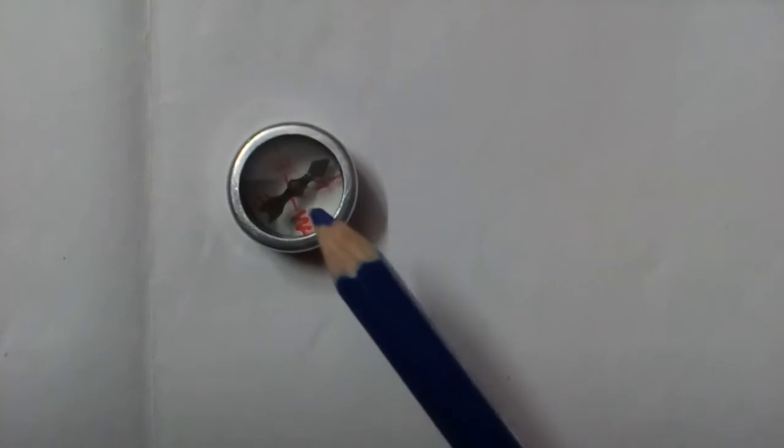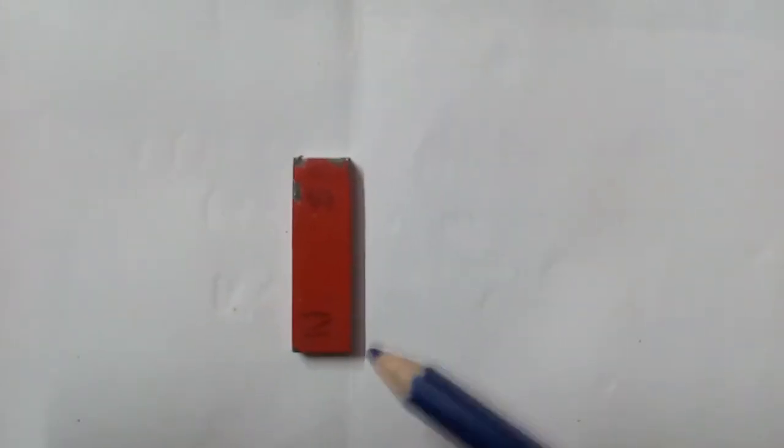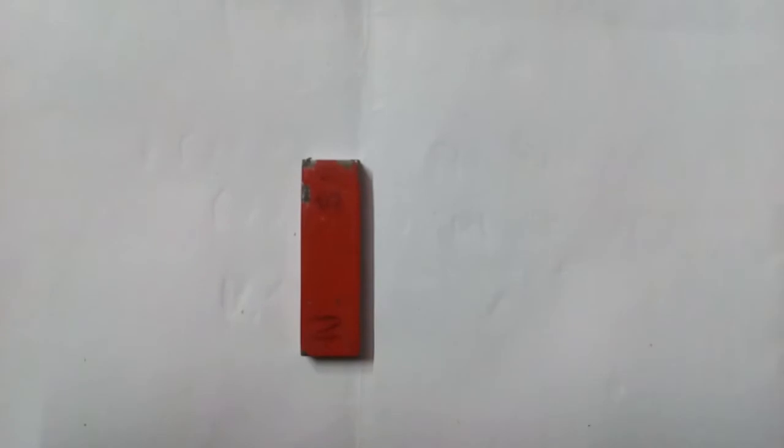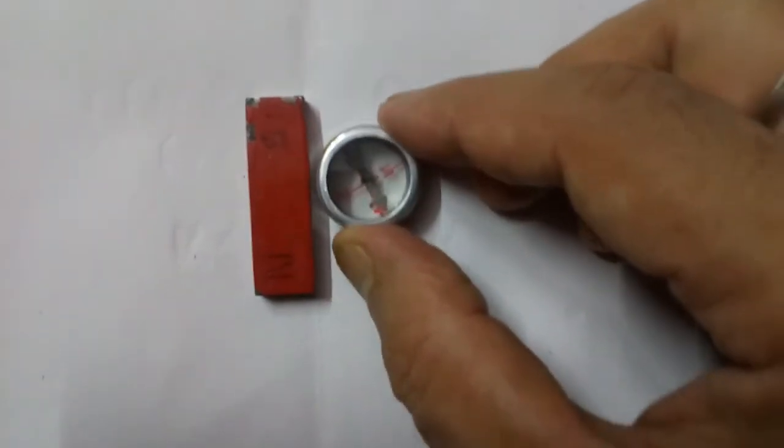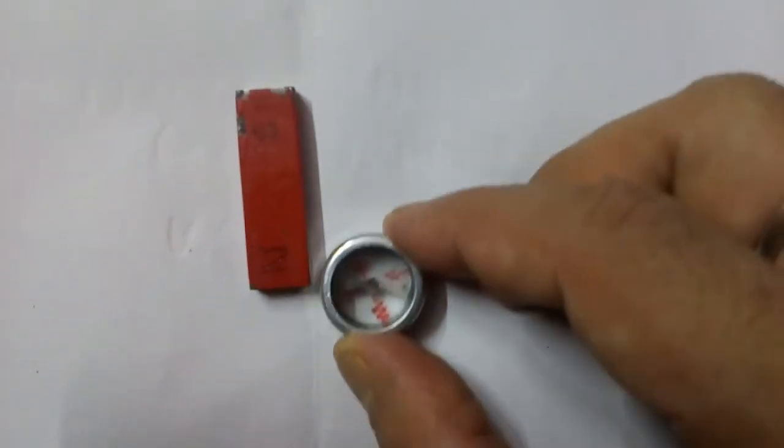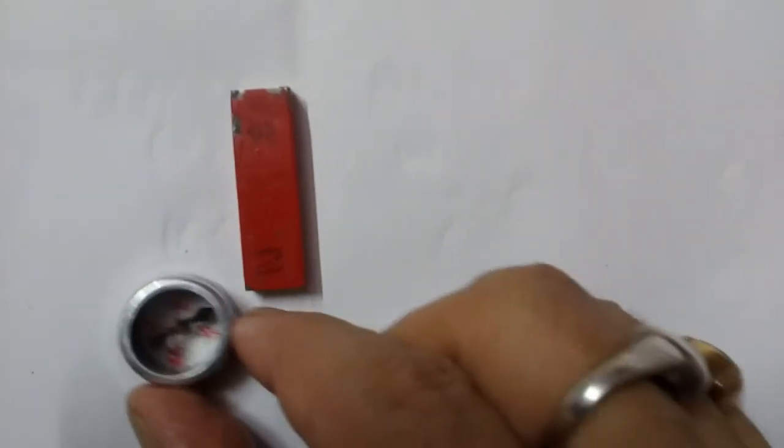दिस इज ए स्मॉल कंपास नीडल pointing towards the north direction, and this is a bar magnet. Now when we bring this compass needle near the bar magnet, it orients in the direction of magnetic field due to this bar magnet.